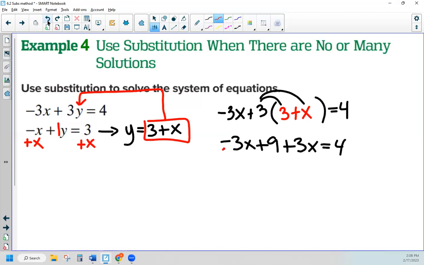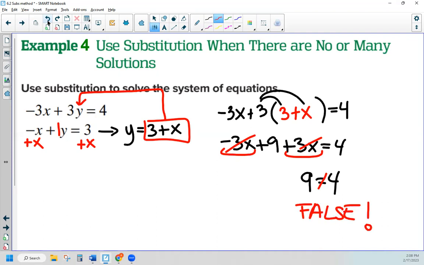We notice here that we can combine like terms. These two terms have an x. 3 minus 3 gets 0. We get 0 right there. And then we still have 9 equals 4. Now we stop, and we have to understand that this is not a true statement. This is false. I hope that you made that assumption before we started.